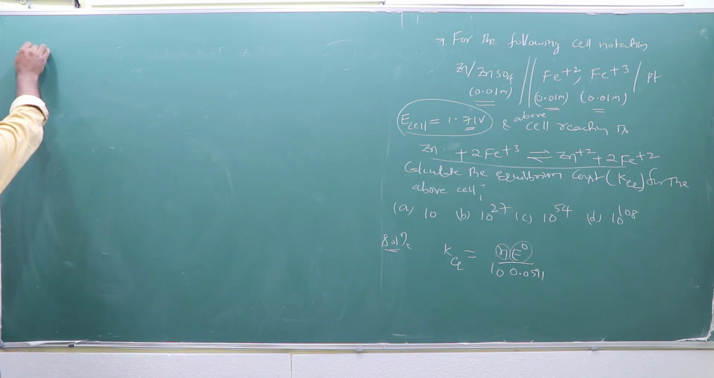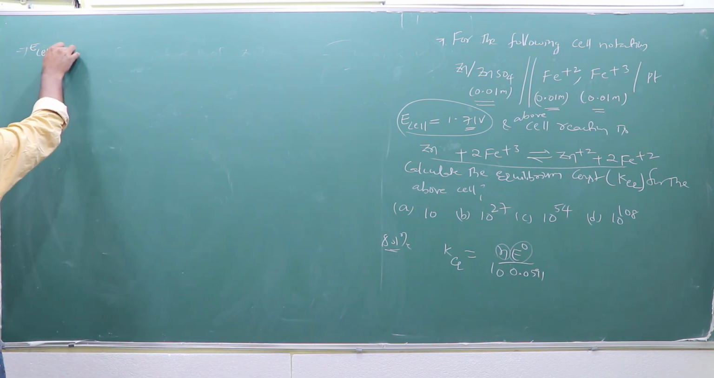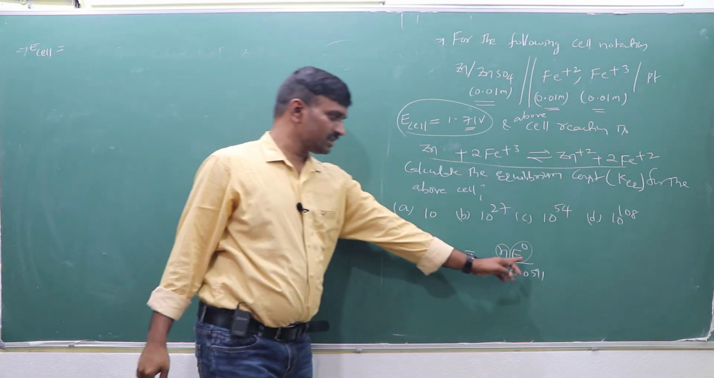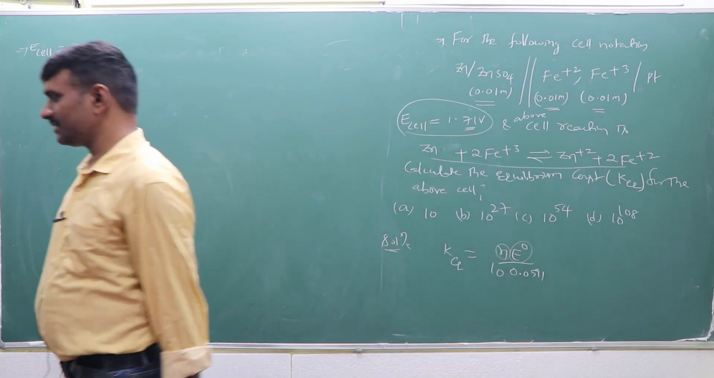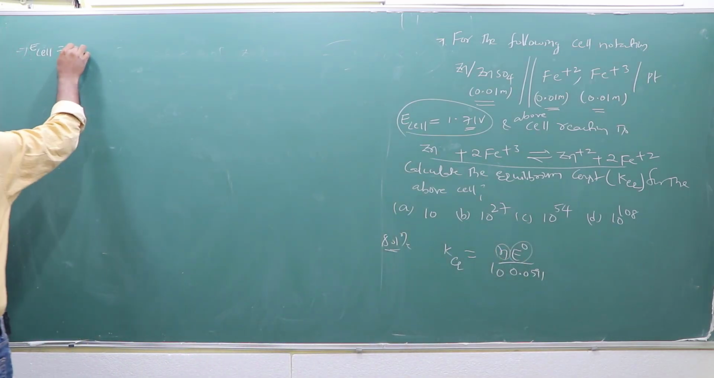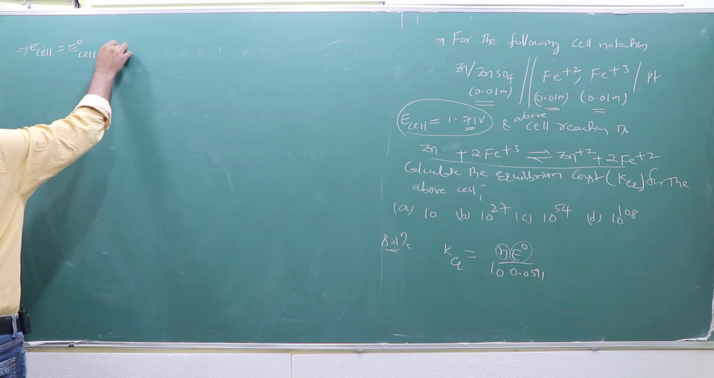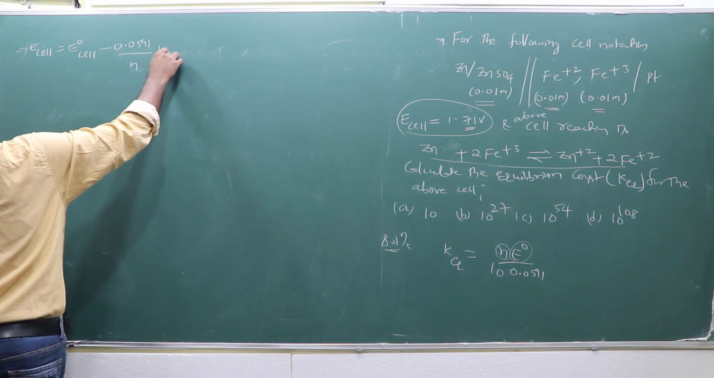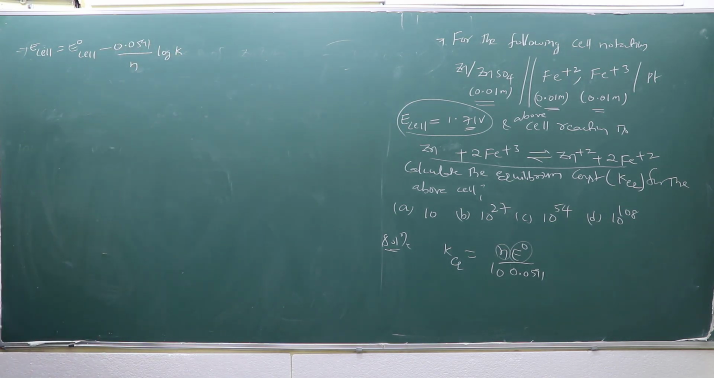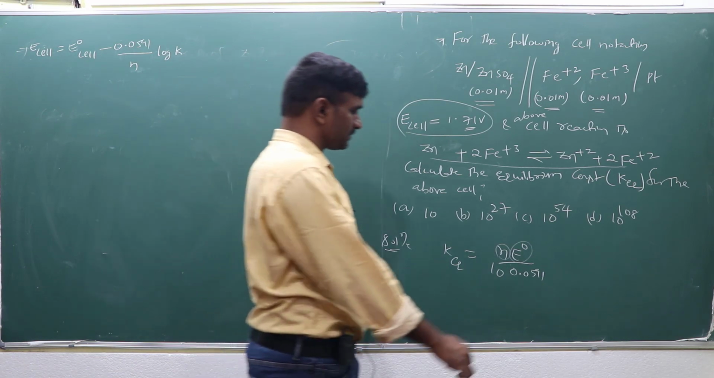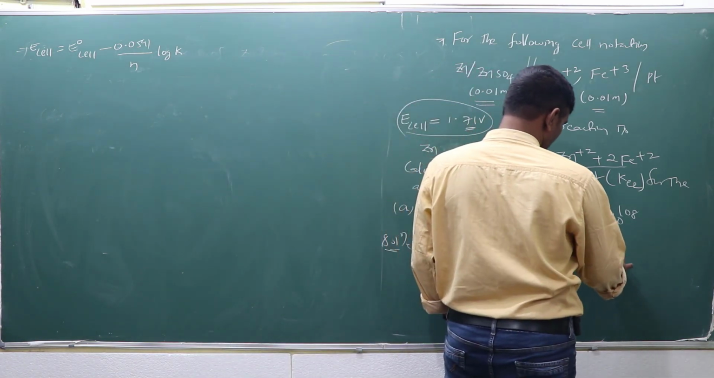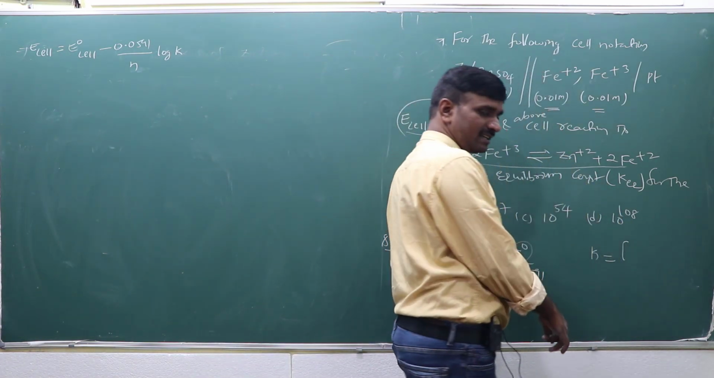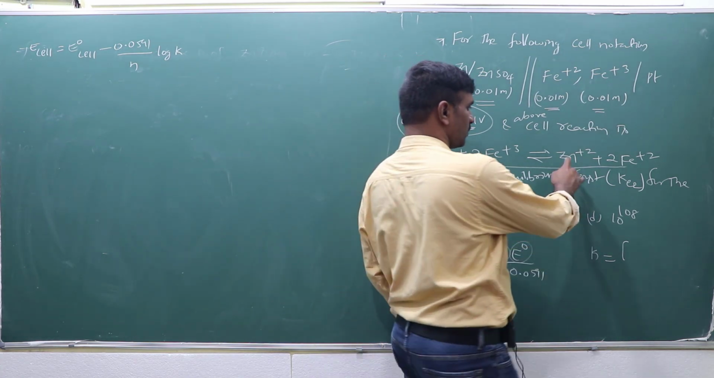So based on that, for the calculation of E0 cell, how do we calculate that? E cell value is given. For this equation, E cell is equal to E0 cell minus 0.0591 by n log K. This K is not the equilibrium constant, it is the reaction quotient. So K is equal to the products concentration by the reactants concentration. What is the products concentration?